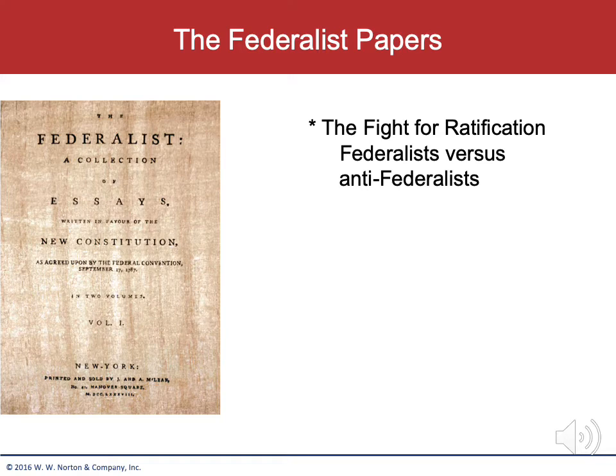And immediately, two groups emerge. As I said earlier, Hamilton was basically the leader of the Federalists. And the Federalists feared the chaos that they saw in the period of the Articles of Confederation. And they wanted a strong central government. So they approved the Constitution and wanted it ratified.